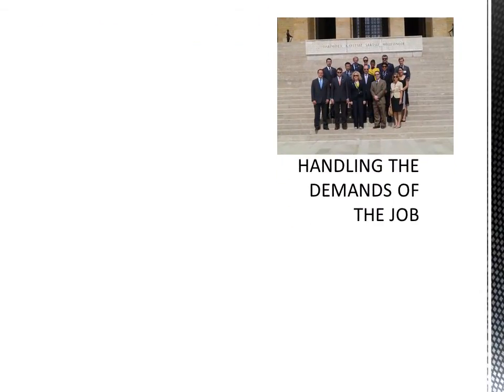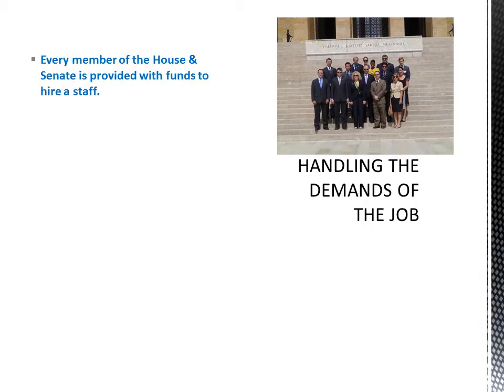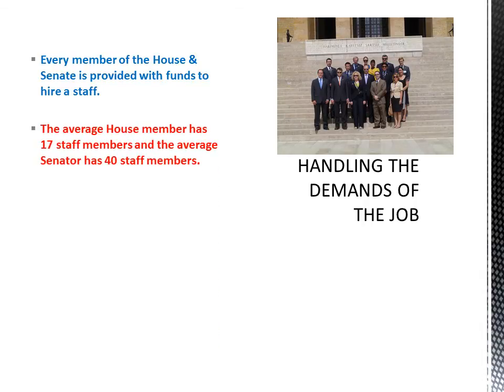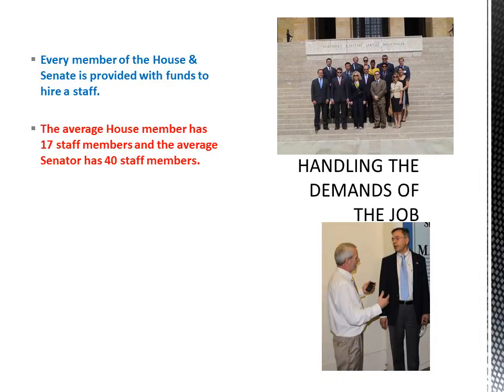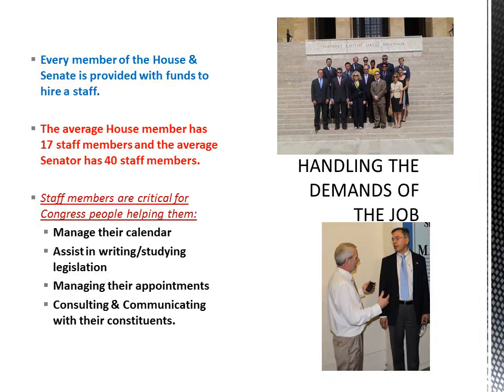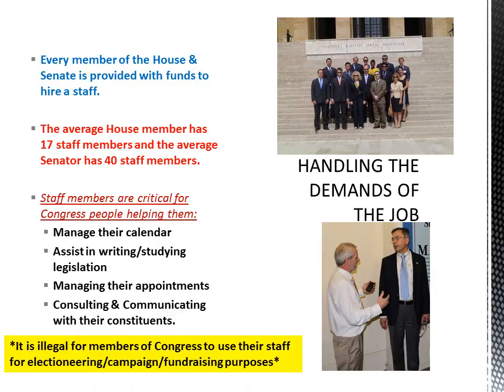In order to handle the demands that come with being an elected official to Congress, every member of Congress is provided with funds that help them hire a staff. The average staff size for a member of the House is 17, while the average senator has a staff of about 40 people. These staff members help congressmen and women to carry out many of their day-to-day responsibilities, including managing their calendar, assisting with the writing and studying of legislation, managing their appointments, and consulting and communicating with their constituents back at home. It is important to remember, though, that it's illegal for members of Congress to use their legislative staff to help them with electioneering, their upcoming campaign, or fundraising for that campaign.